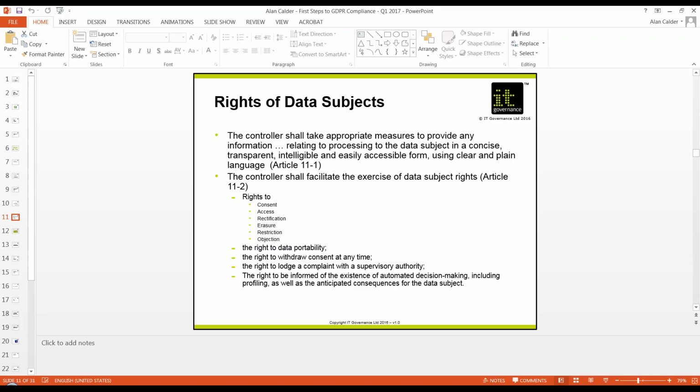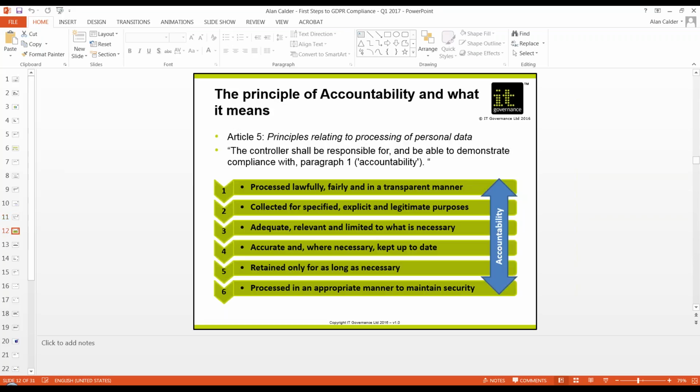There's a right to lodge a complaint, the right to be informed of the existence of automated decision making, including profiling. All of those are rights, and the data controller is required under GDPR to make sure that any processing they do of a data subject's data is done in accordance with those rights, and that they tell the data subject very clearly what they're going to do with it. And so the requirement is it must be concise, transparent, intelligible, and easily accessible in clear and plain language. So your fair processing notice has to be complete, something which data subjects are able to access and understand, and which they're then able to consent to.